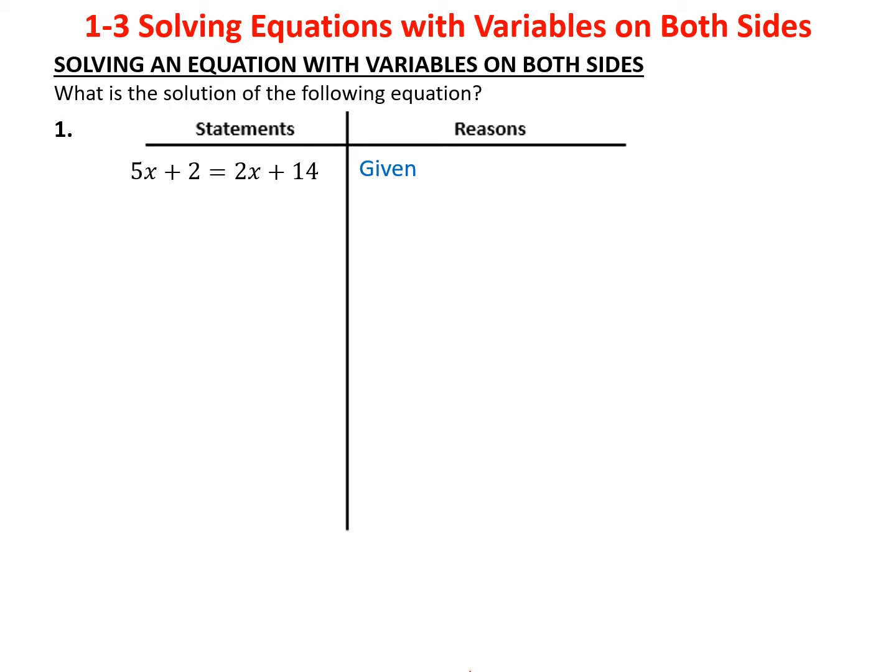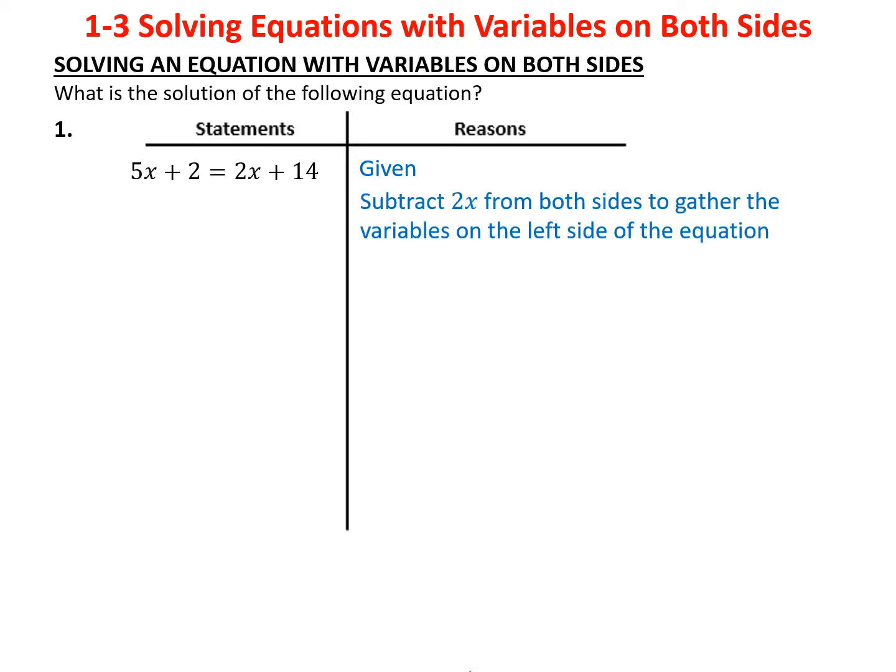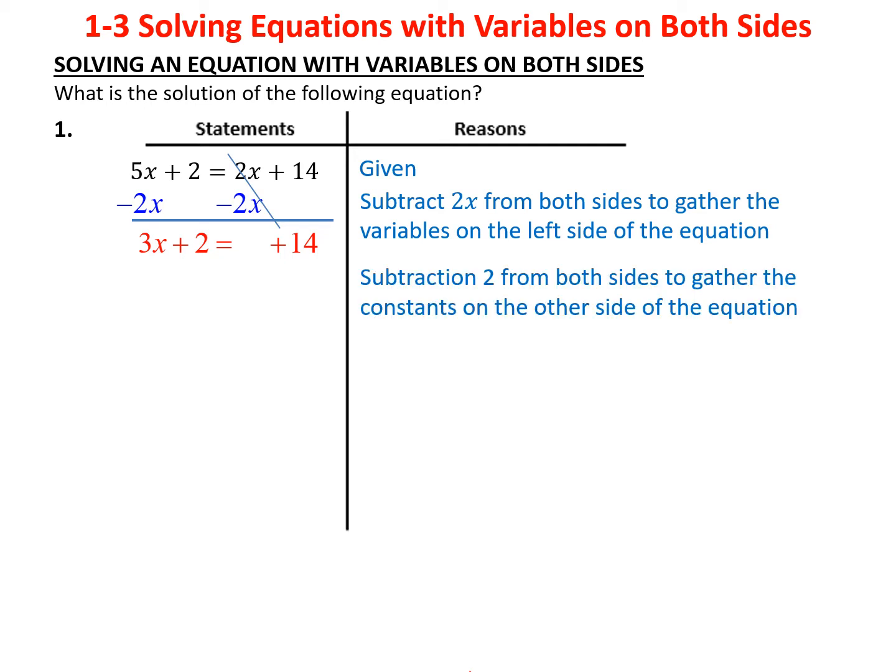So 2 is less than 5, so let's undo the plus 2x by subtracting 2x from both sides. Okay? So notice then 5 minus 2 is 3x plus 2 equals 14. Now I have the variable on just one side. And now we're down to our two-step equation. First step, undo the addition or subtraction. So we undo plus 2 by subtracting 2 from both sides.